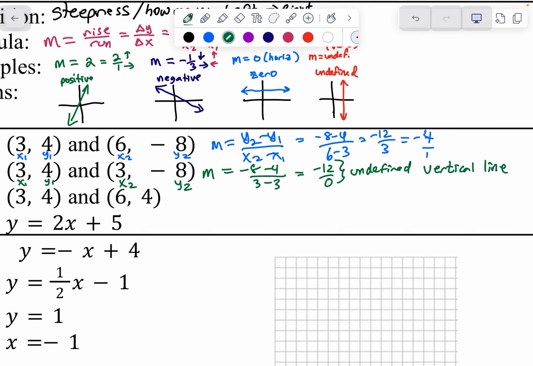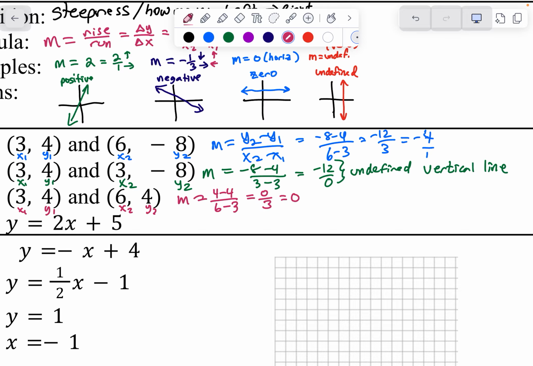Everybody good with those first two? Let's do it again. Label your points. Let's plug into the formula. So our x1, y1 is 3, 4. Our x2, y2 is 6, 4. So if we do the y2 minus y1 over x2 minus x1, we get 4 minus 4 over 6 minus 3, which is 0 over 3, or 0.